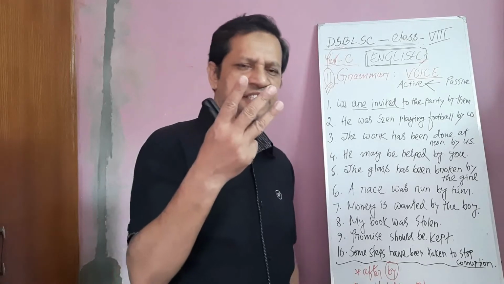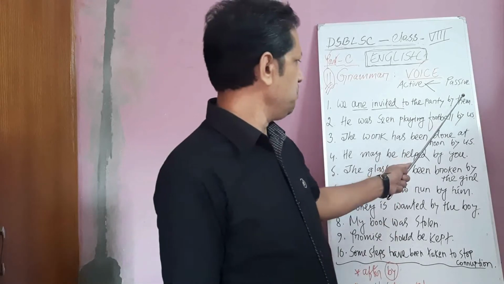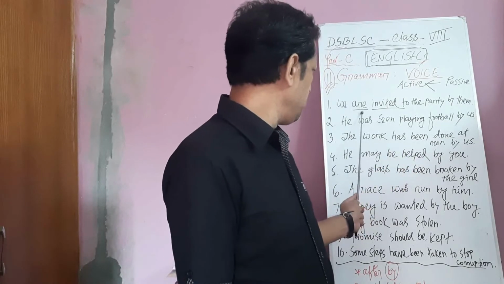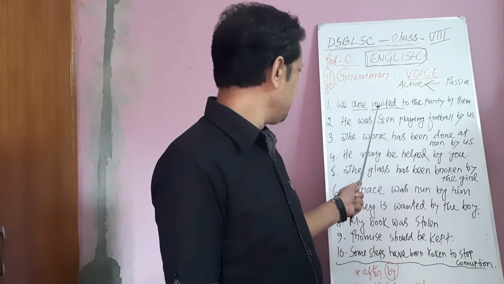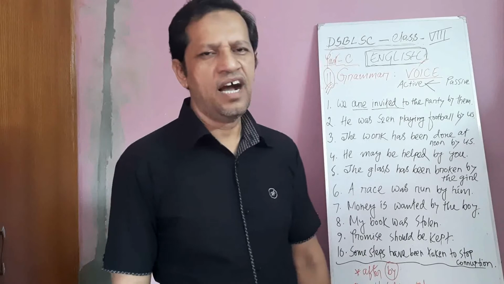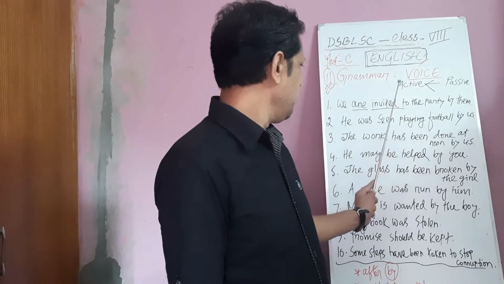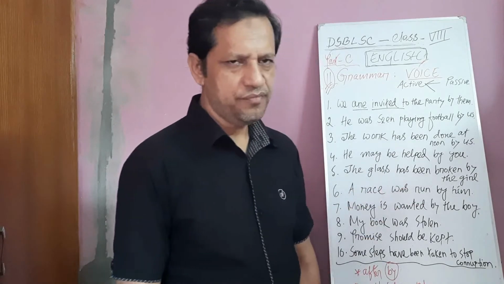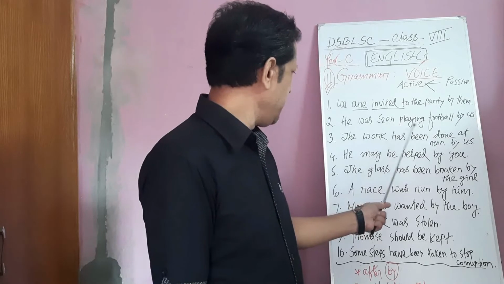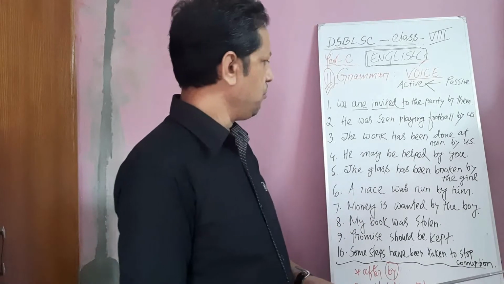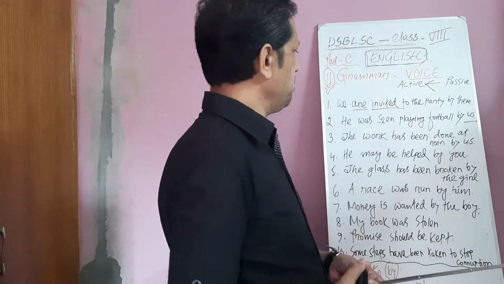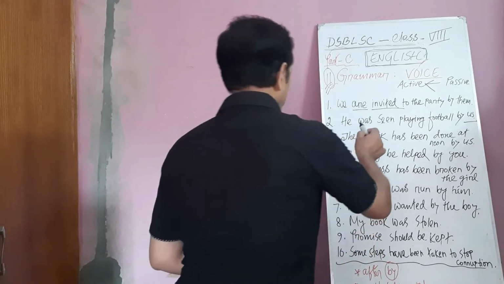We have done three activities here. Here you have to remember we have used the subject form of "them". We have omitted the be verb, and we have used the object as subject, and the ultimate answer is: they invite us to the party. Here, number 2: he was seen playing football by us. Here we have to use the part after "by". Here we have to use "we" and we have to omit the be verb "was".